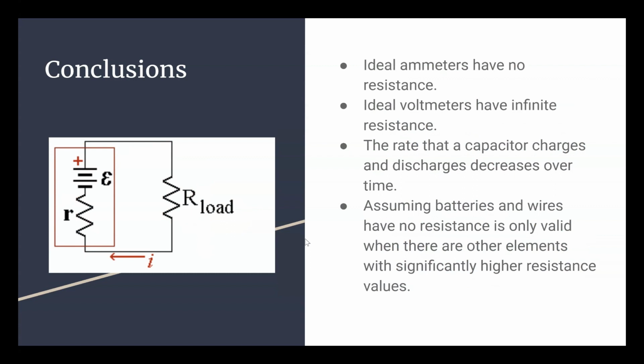Also, the rate at which a capacitor charges and discharges decreases over time. Lastly, assuming that batteries and wires have no resistance is only a valid assumption if there are other elements with such high resistances that the resistances of the batteries and wires can be considered negligible.